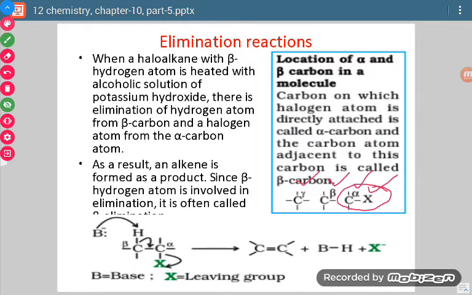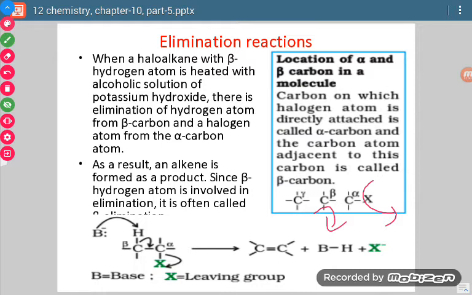So what is beta carbon? That carbon which is bonded to alpha carbon. And what is alpha carbon? Alpha carbon is that carbon with which halo group is attached. So in beta elimination reaction, what happens? One group comes out from alpha carbon and the second group comes out from the beta carbon. If this type of reaction occurs where one group attached with beta carbon comes out and the other group is the halo group which comes out, then such reaction is called beta elimination reaction.